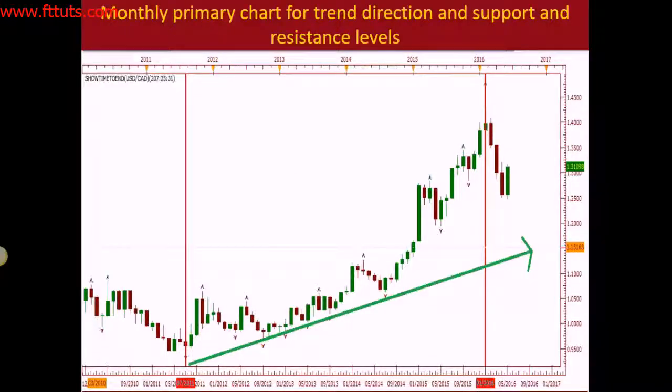So here you can see a primary monthly chart for a trend direction and support and resistance levels. So here's your monthly chart, and you can see you set up your support and resistance levels. You can see I have a nice little trend line there, but basically we're not looking at that. We're just looking at the primary trend on a monthly time frame.